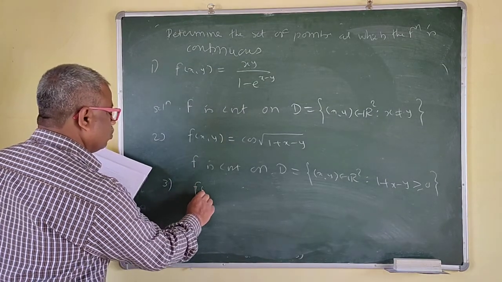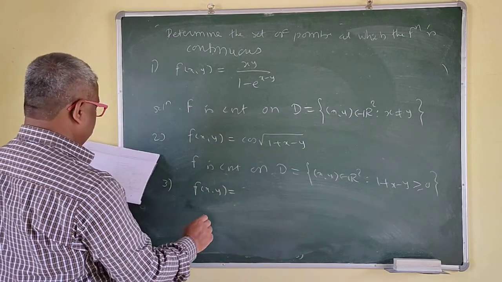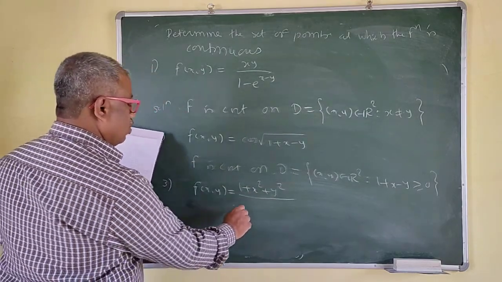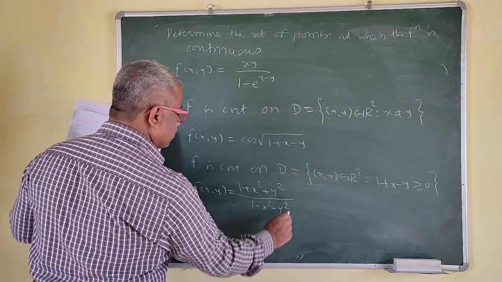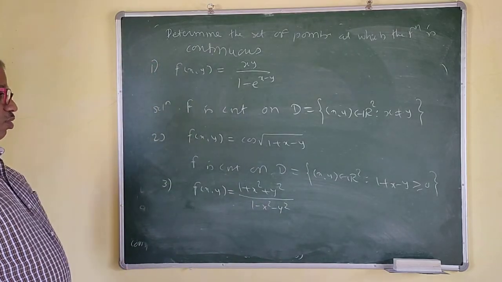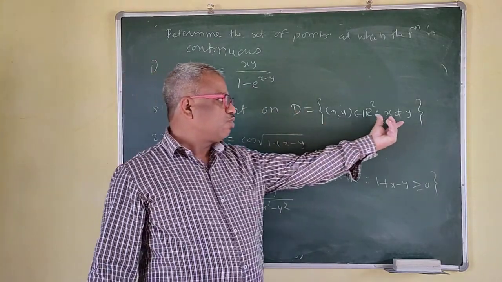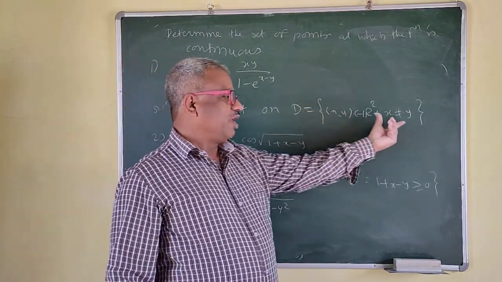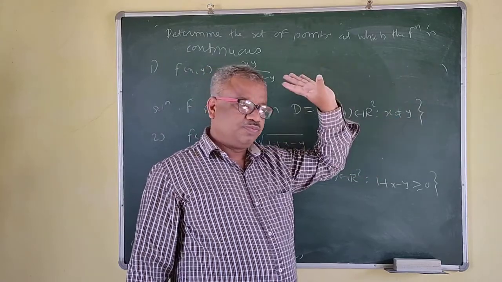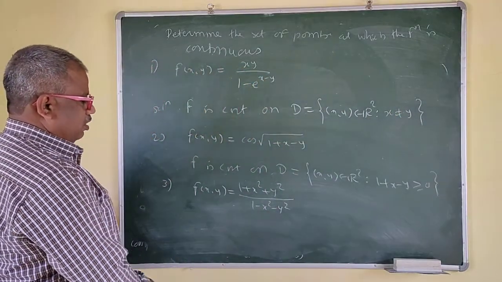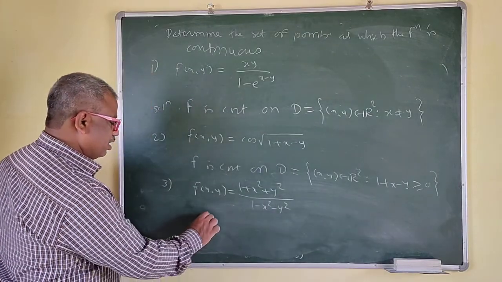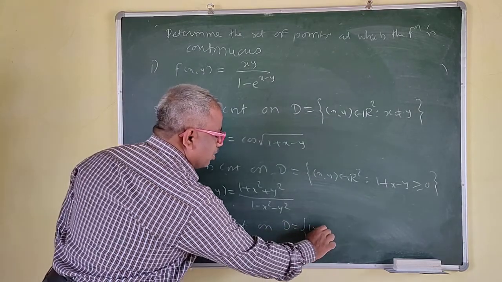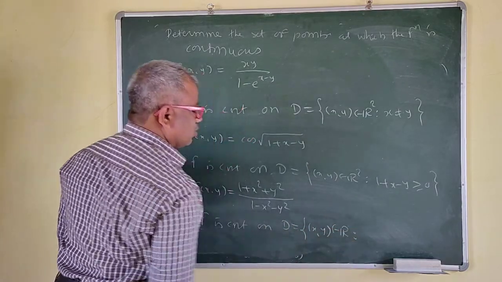f(x, y) = (1 + x² + y²)/(1 − x² − y²). If you are not able to write this one, x not equal to y, you can write 1 − e^(xy) not equal to 0, right? Now here also the same thing. f is continuous on D = {(x, y) belongs to R²}.